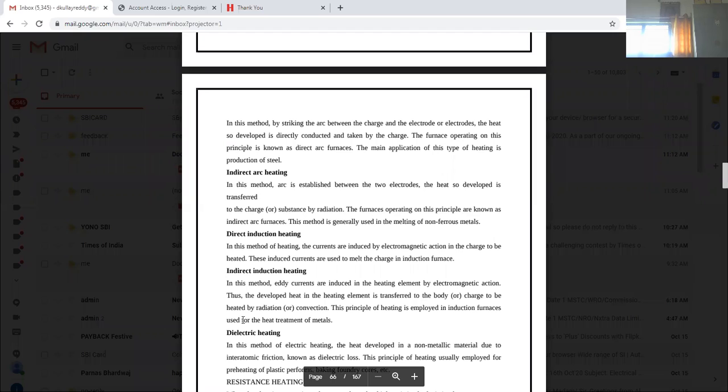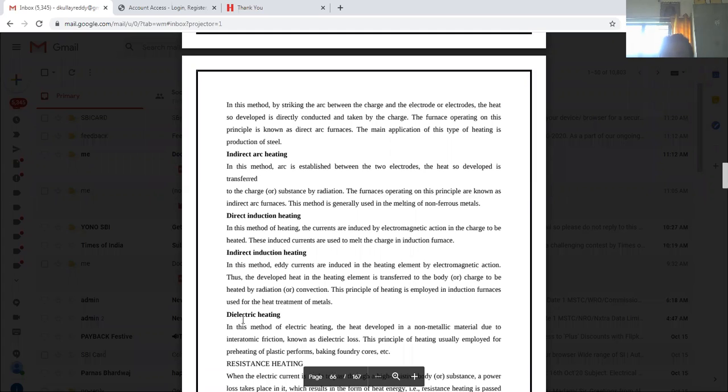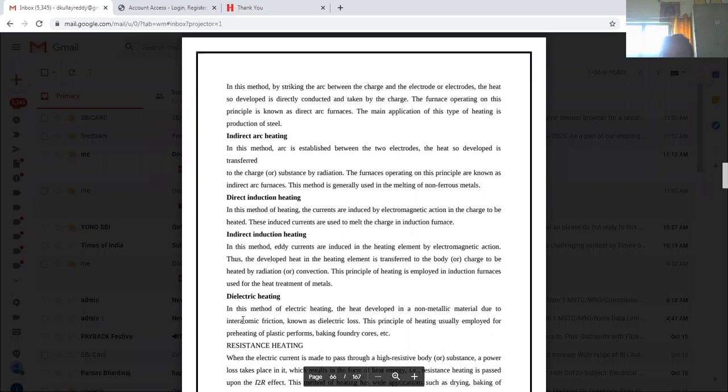Generally, induction furnaces are used for heat treatment of metals, and for metal heating purposes we also use the indirect induction heating process. Next, one more type is dielectric heating. In this method, heat is developed in non-metallic materials like dielectric materials, by friction within them. The applications of dielectric heating are preheating of plastic preforms, and baking foundry cores.